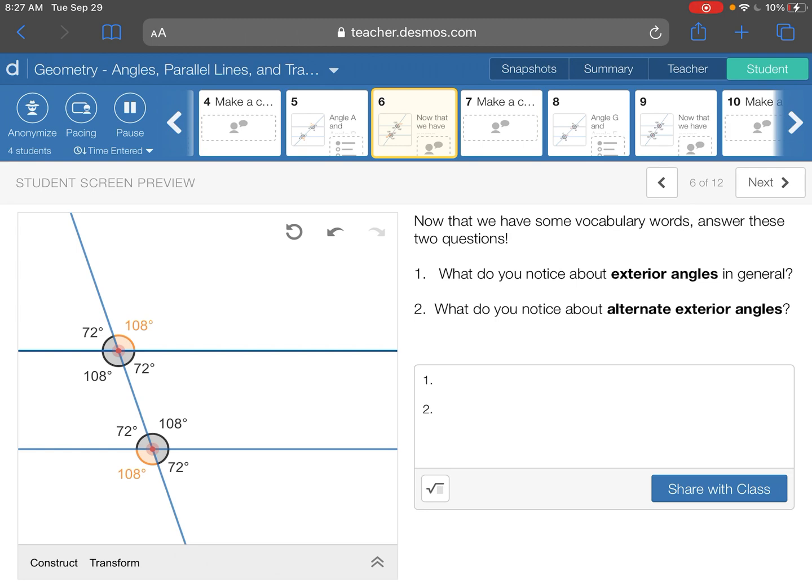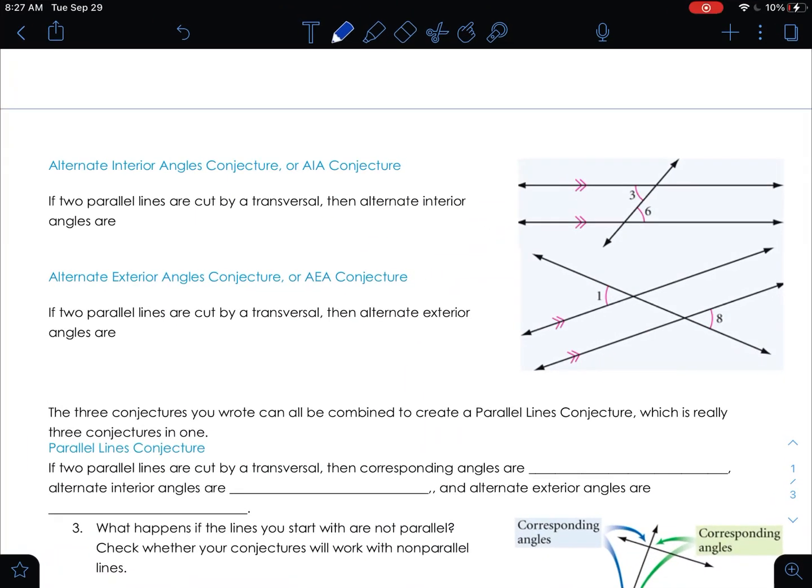So let's jump back over here. We are going to do this alternate exterior angle conjecture first. So again, it says if two parallel lines are cut by a transversal, then alternate exterior angles are congruent.